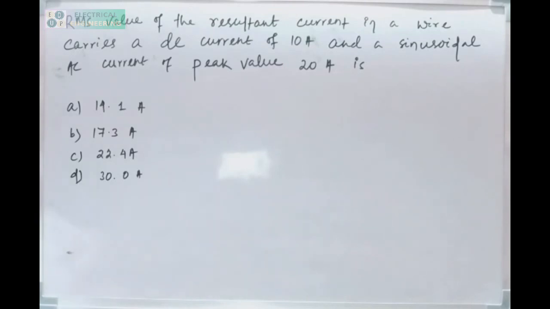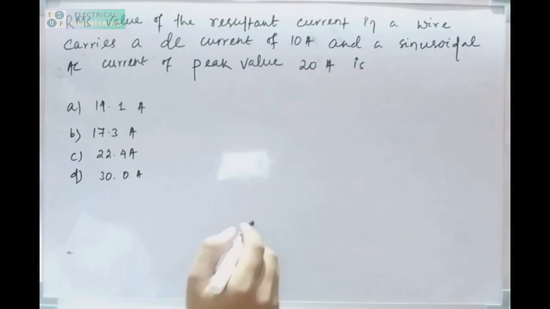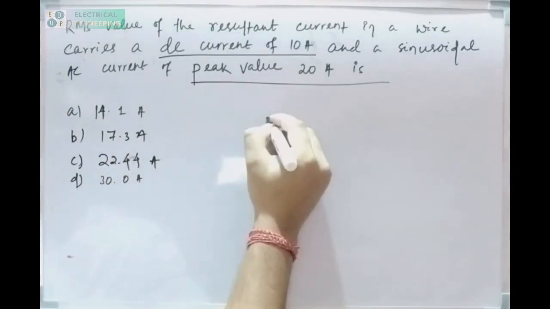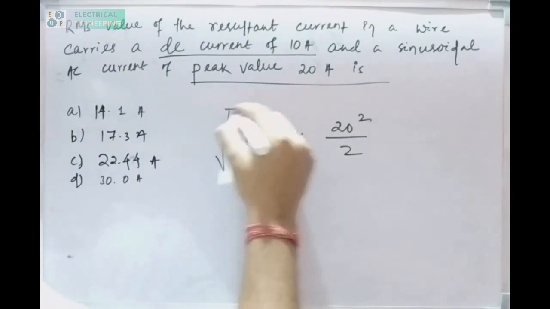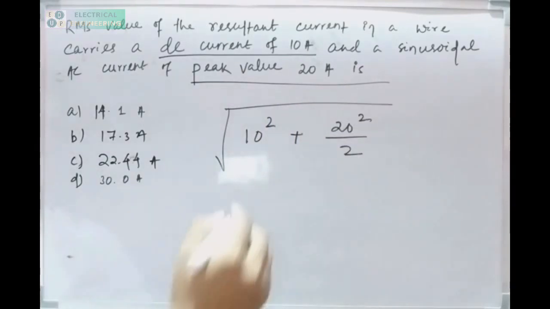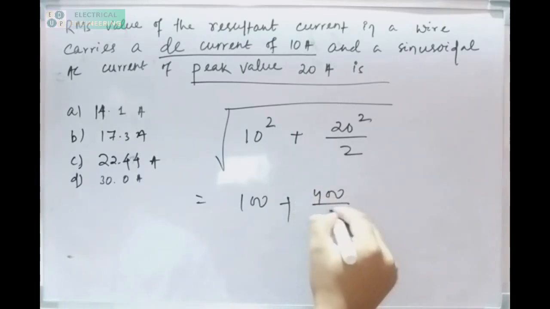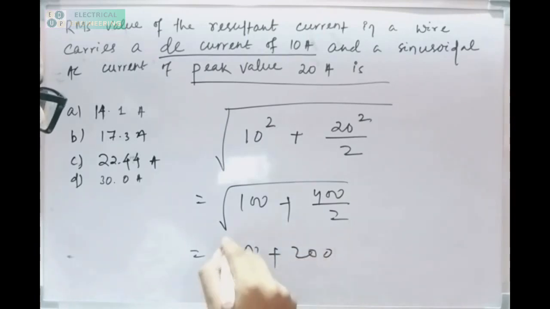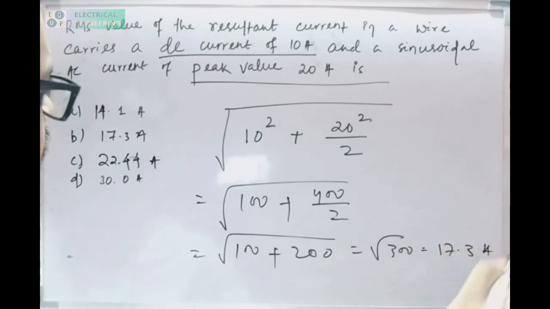So here, what is given? DC current of 10 ampere. So what was the formula? According to the formula, the answer will be the whole root of (10 square plus 20 square by 2). The answer will be the root of 100 plus 400 by 2, that is 100 plus 200, the square root of 300, that is 17.3 ampere. So option B will be correct.